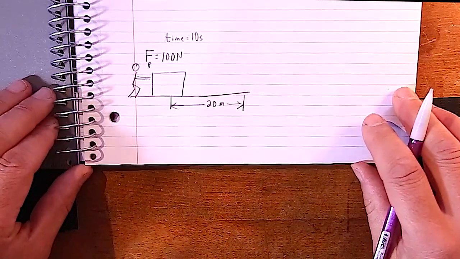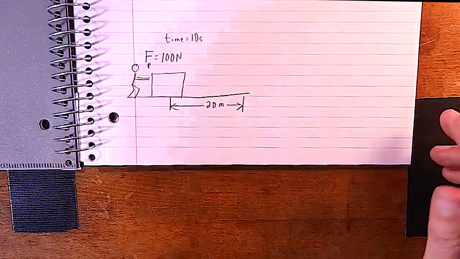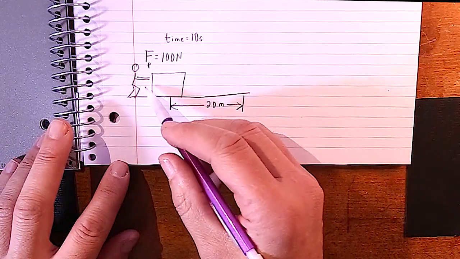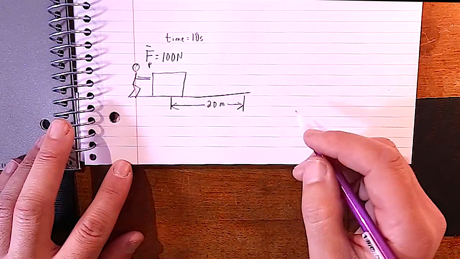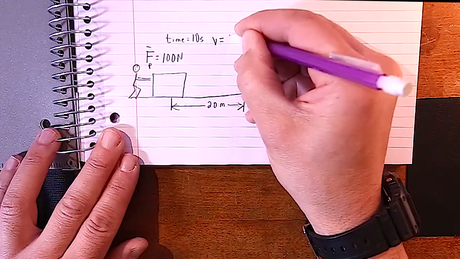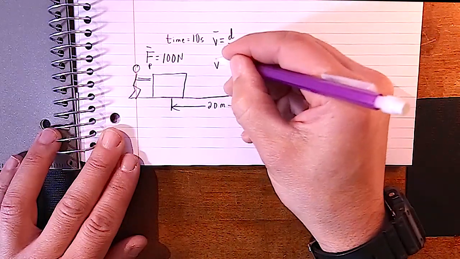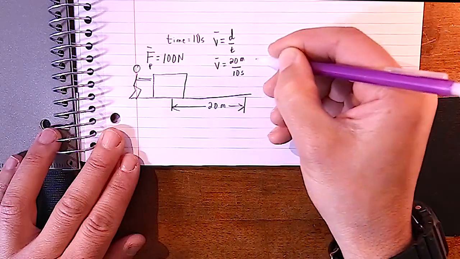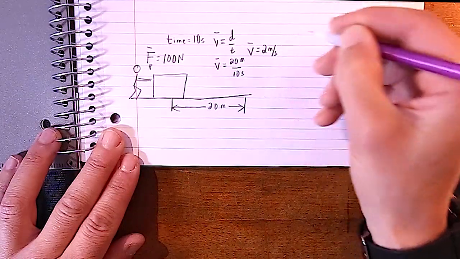We'll do one more power problem. This is the other variation that you can see on a test, which is where we're given the distance and the time. So this person pushes this block with a constant force of 100 newtons across the floor. So we can actually find the average velocity by doing v equals d over t. So we know that the distance traveled is 20 meters, and it does this in 10 seconds. So the average velocity is 2 meters per second.